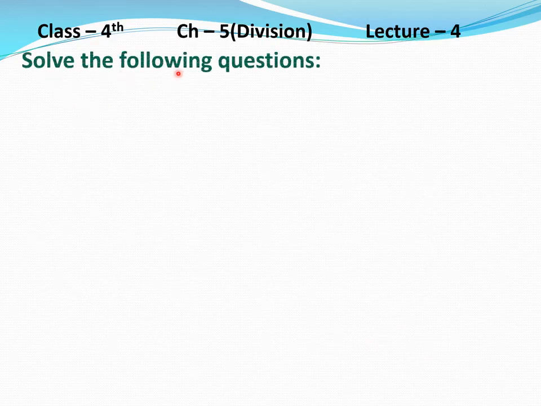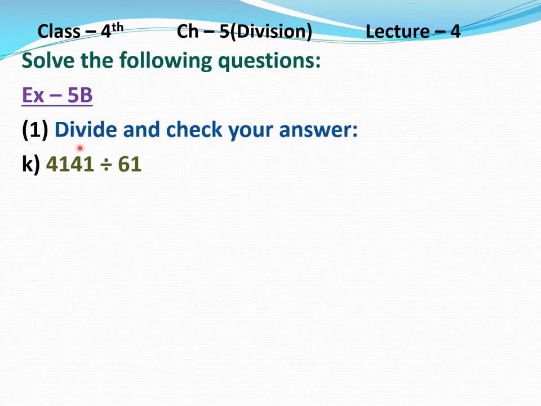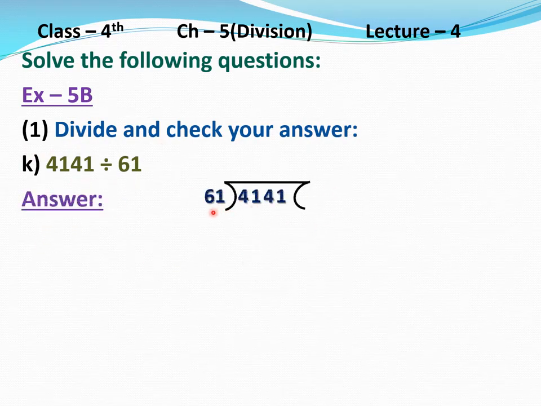Now solve the following questions. Exercise 5b. Question number 1. Divide and check your answer. K part: 4141 divided by 61. Write down the answer. Make a sign like this. Write 61 here and write 4141 here.